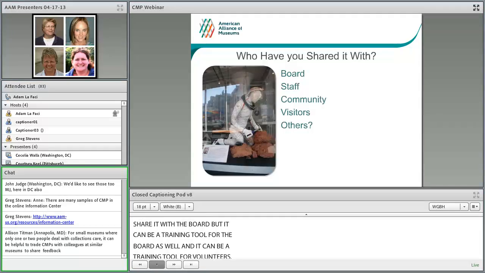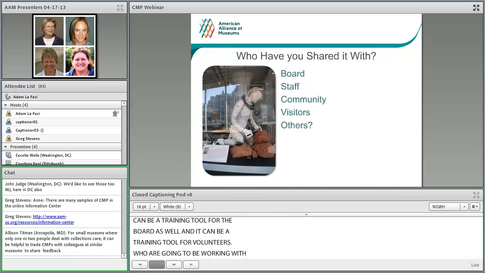Cecilia, this is Greg. Tell me what that means, using it as a training tool for the board and your volunteers. I think it can be used as a tool for training in that it should include a lot of information about how the museum expects its collections to be managed, and it gives those reading it an understanding of what might be expected in the handling and management of those collections.